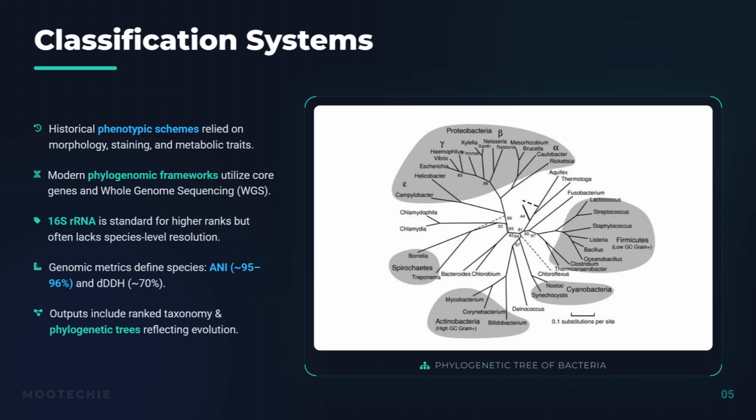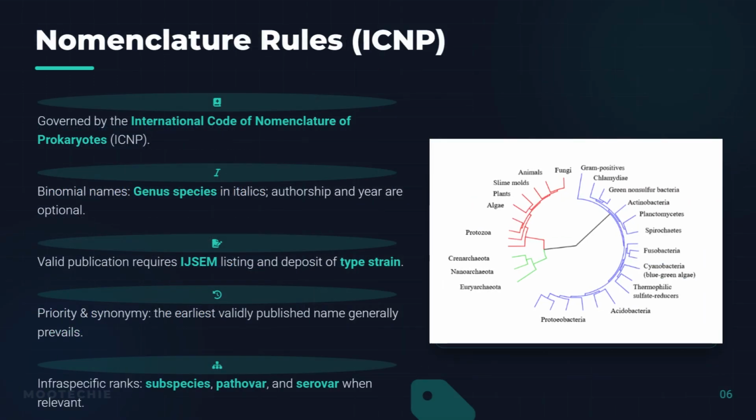Nomenclature rules, governed by the ICNP, the International Code of Nomenclature of Prokaryotes. These are the internationally agreed upon rules that bring order and consistency to bacterial names. Rule 1. Binomial names. Genus species in italics, authorship and year are optional. Just like Homo sapiens for humans, every bacterium gets a two-part Latinized name written in italics.